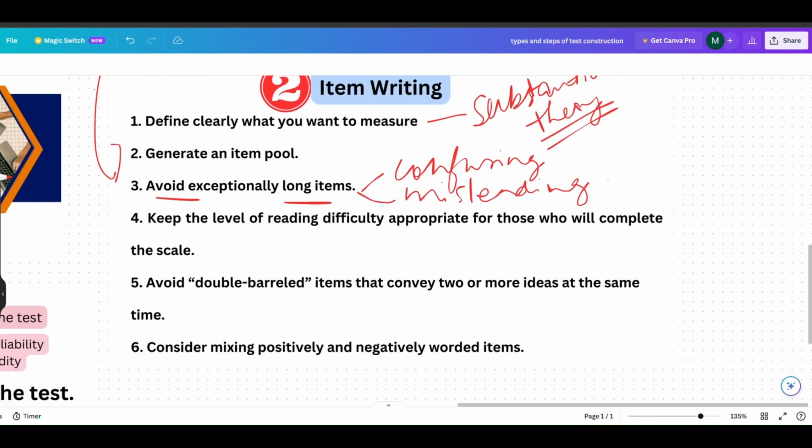We have to consider mixing positively and negatively worded items, because what happens is that people tend to mostly agree with the items, and this is a bias which would be created. So if we mix those items, then the bias can be reduced.